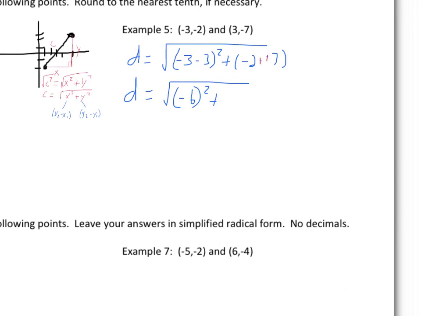So now we have negative 2 plus 7, which is 5 squared. Negative 6 squared is quantity squared, so it's negative 6 times negative 6, and we get 36 plus 25. So our distance is equal to the root of 61, which is approximately 7.8. And this ends Lesson 10.5, Video 4.